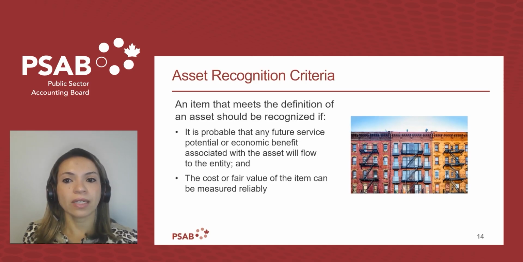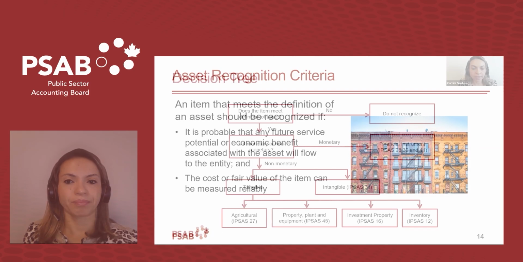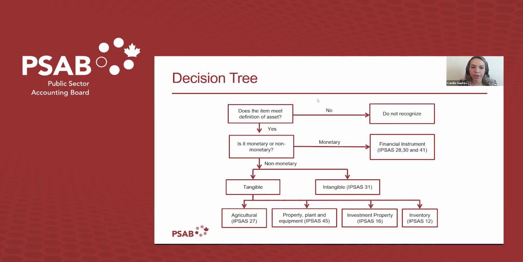With respect to the second criteria, an item may not be recognized in the financial statements because a reasonable estimate cannot be made of the amount involved. However, just because an estimate is involved does not mean the measurement is unreliable. Here we have a decision tree to summarize all we have discussed so far. First, consider the item in the context of the definition of an asset. If it does not meet the definition, then nothing further is required. If the item meets the definition of an asset, then you will need to determine the appropriate IPSAS to use in recognizing the asset in the financial statements.